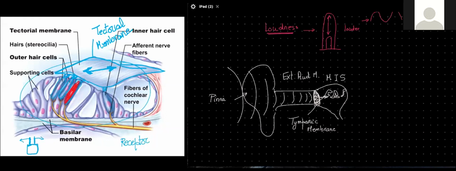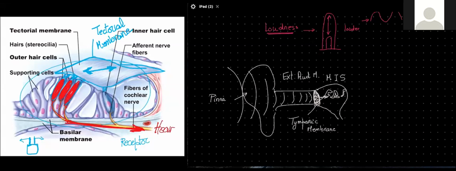So those hair cells will depolarize, and as they depolarize, the electrical signals are going to be summated and collected by the nerve fibers to be conducted towards your brain for you to be able to hear.